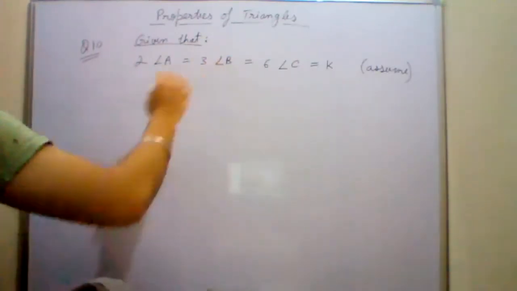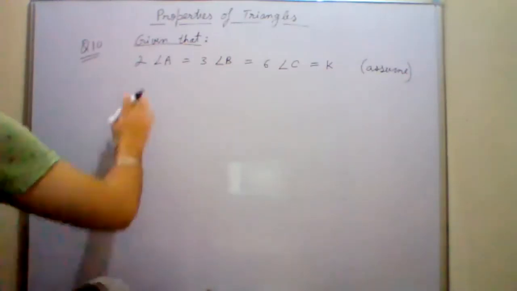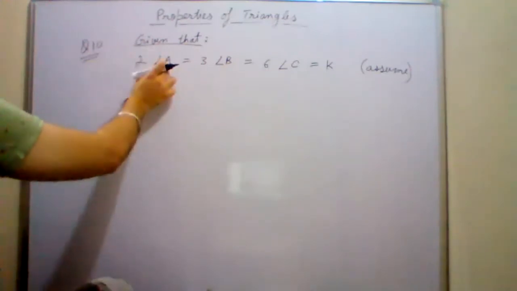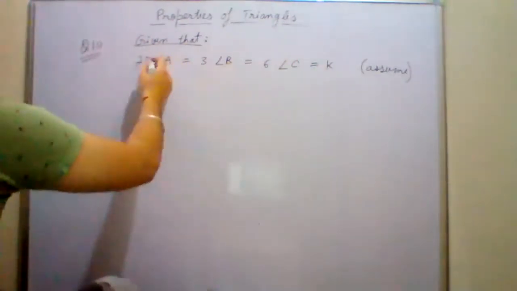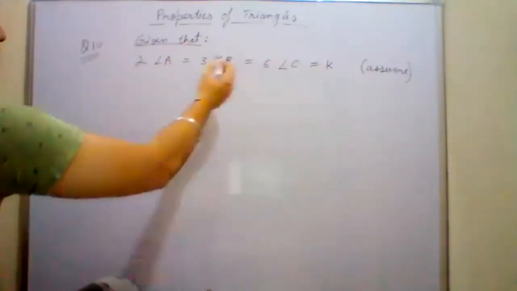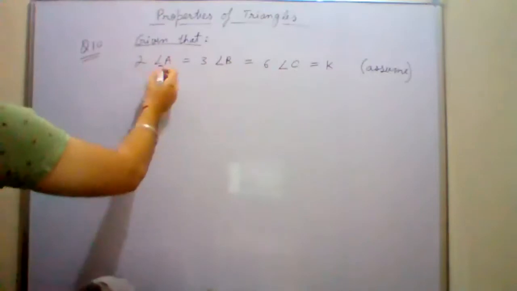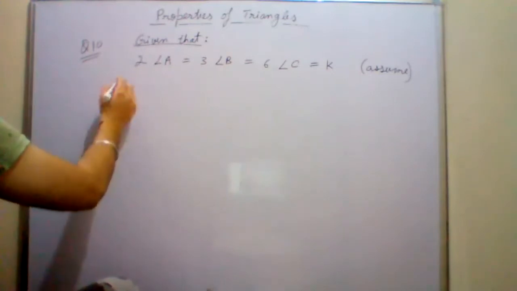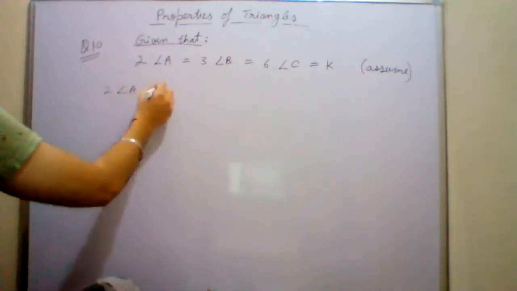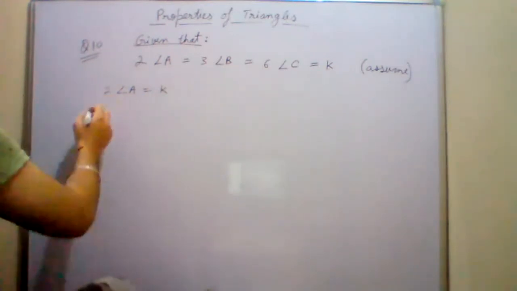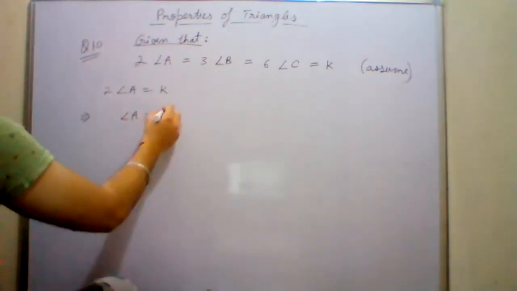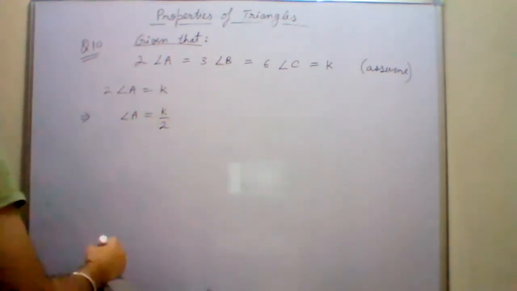Now, because all these 3 things are equal to K, you can see that twice of angle A is also equal to K, because everything is equal to each other. So 2 angle A is equal to K. I am writing it here: 2 angle A is equal to K. So from this, what do I get? What is the value of angle A in terms of K? Angle A will be equal to K upon 2. Am I right? Yes, sir.